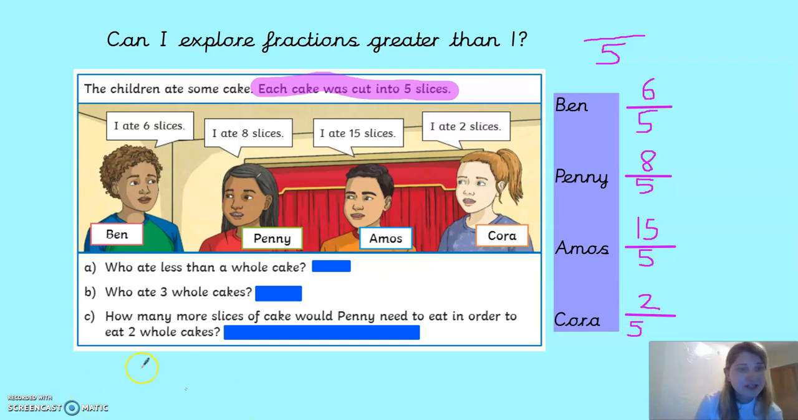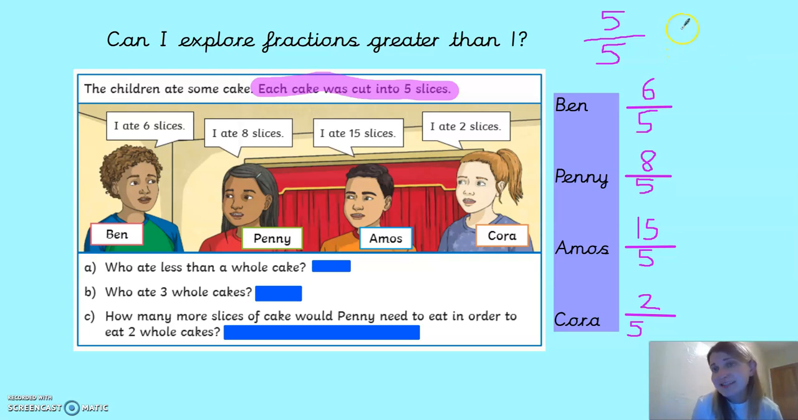And if we think about our first question, it's who ate less than a whole cake? Well, have a think first for me. Maybe you could draw something or you can visualize it. Have a think about if I had something and cut it into 5 equal parts, how many of those parts would equal a whole? Hopefully you went 5. Yeah, 5 equal parts of 5 make a whole. Think about it. If I had a cake, I split it into 5 equal parts and I had all 5 of them, that would be one whole.